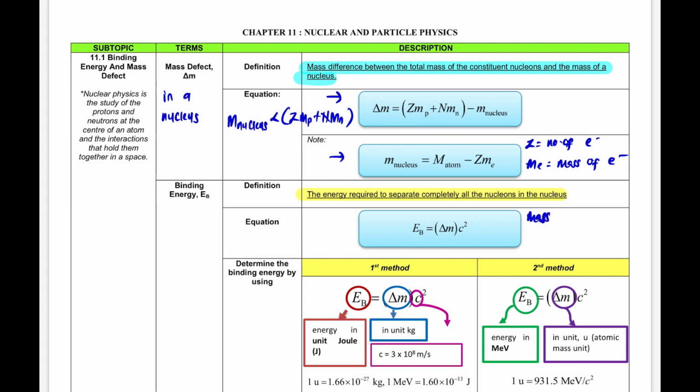So the idea that mass is a form of energy comes from the theory of relativity by Einstein, and the equation is also known as the Einstein mass-energy relation.